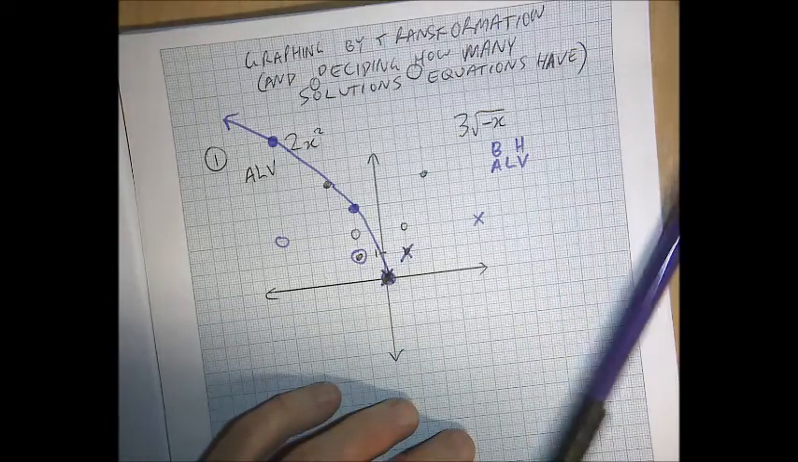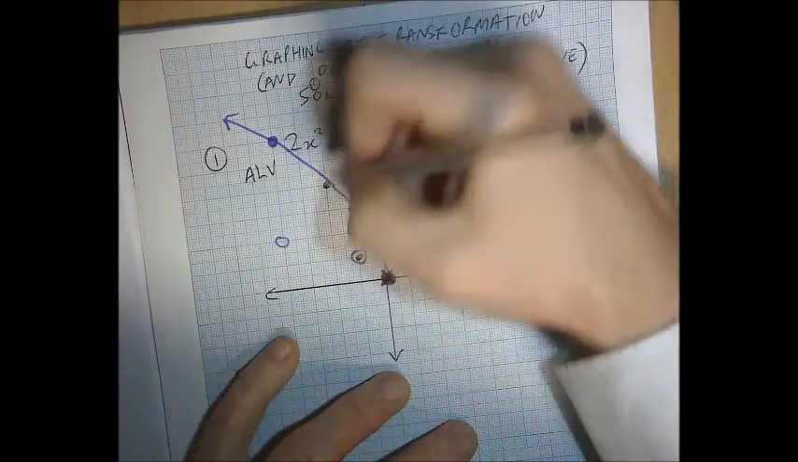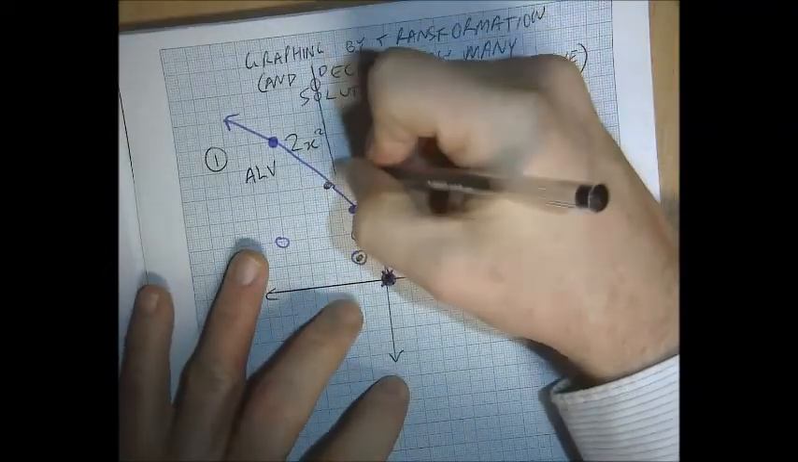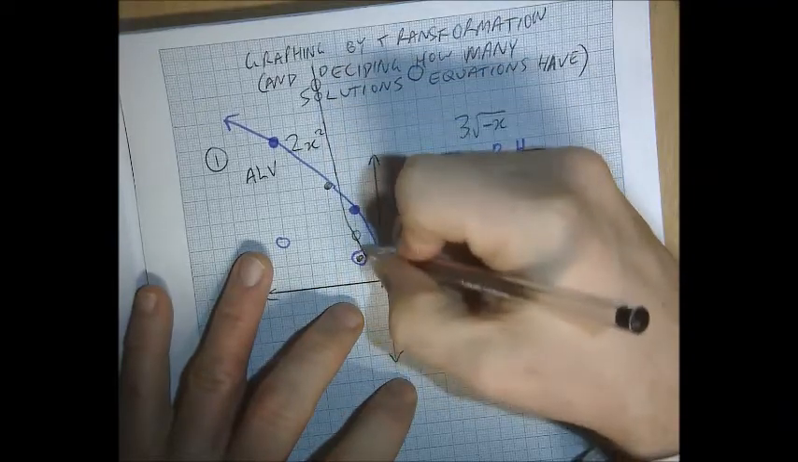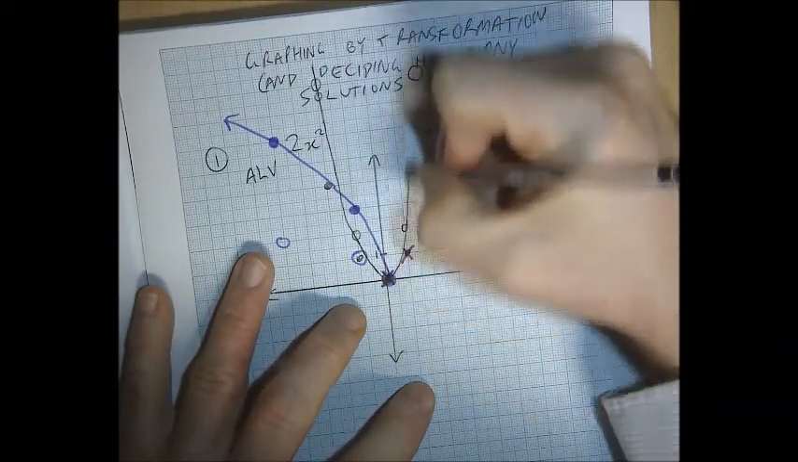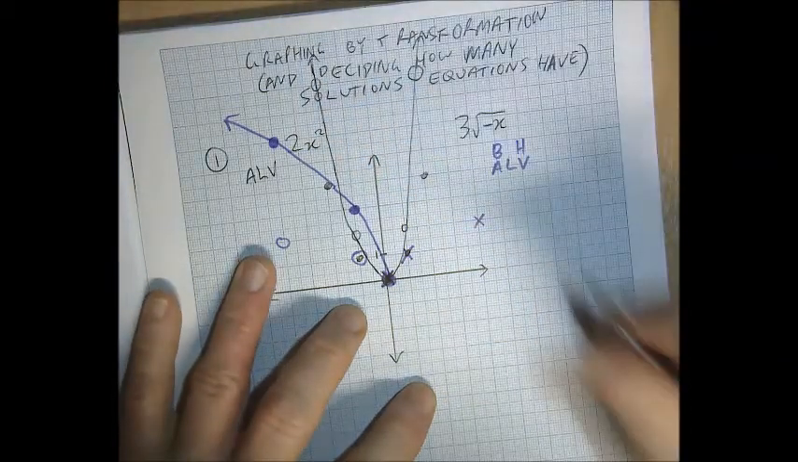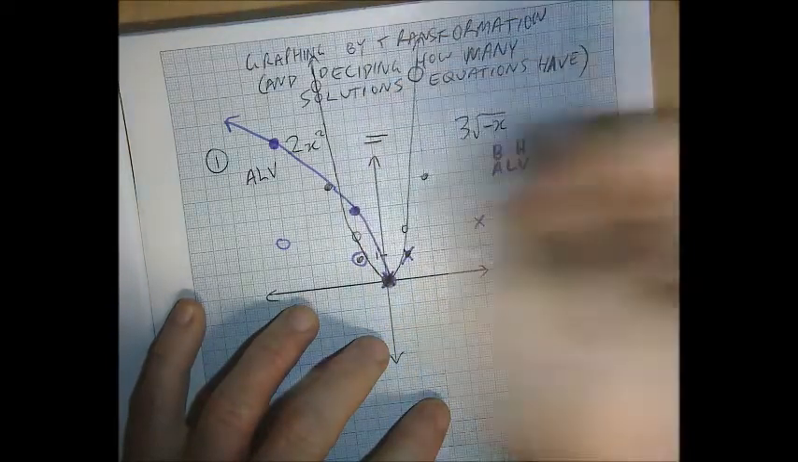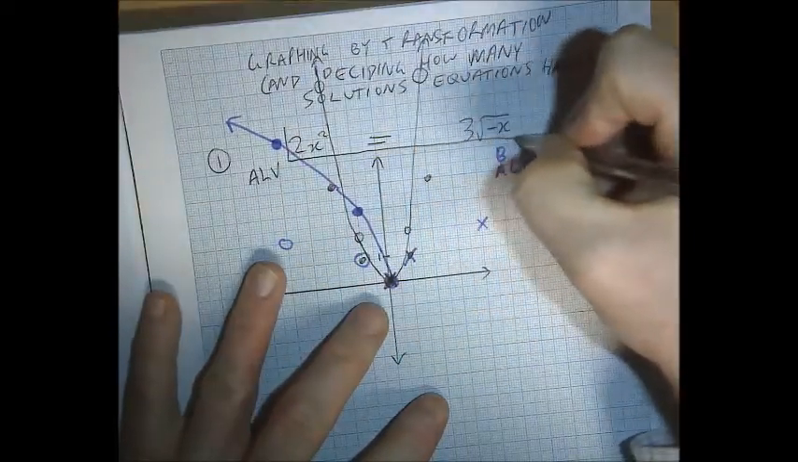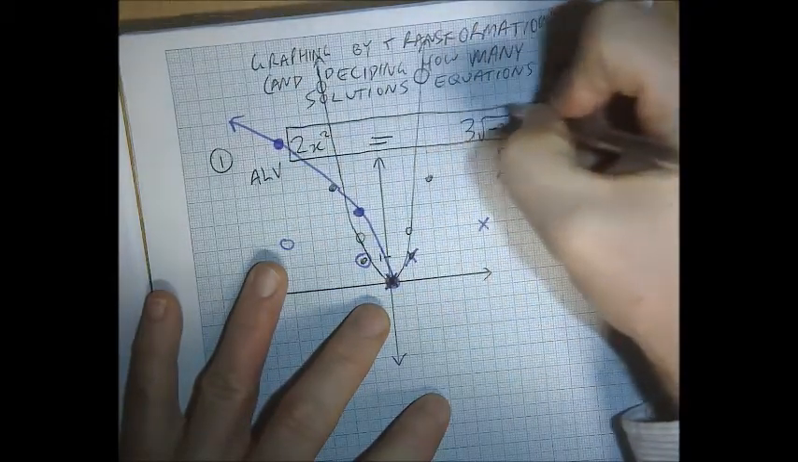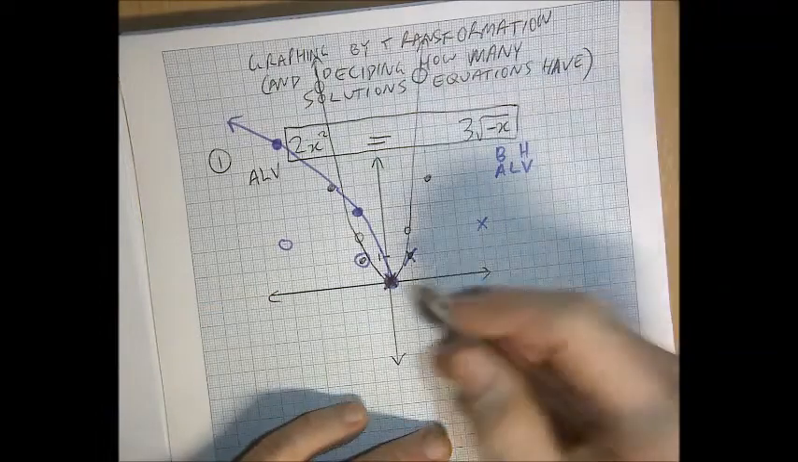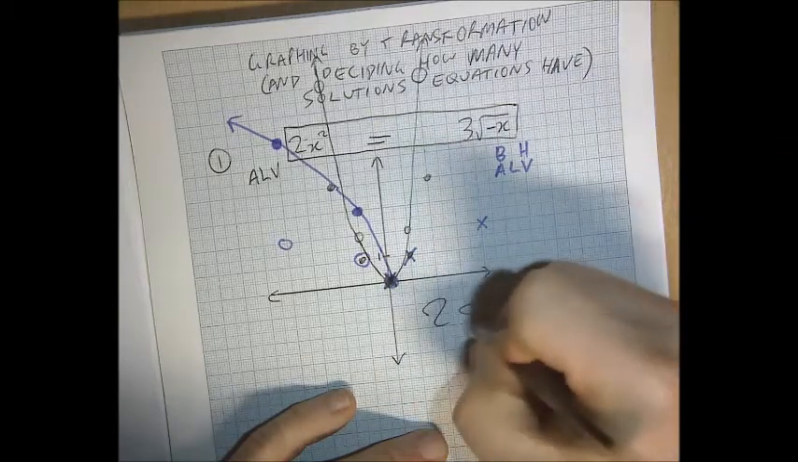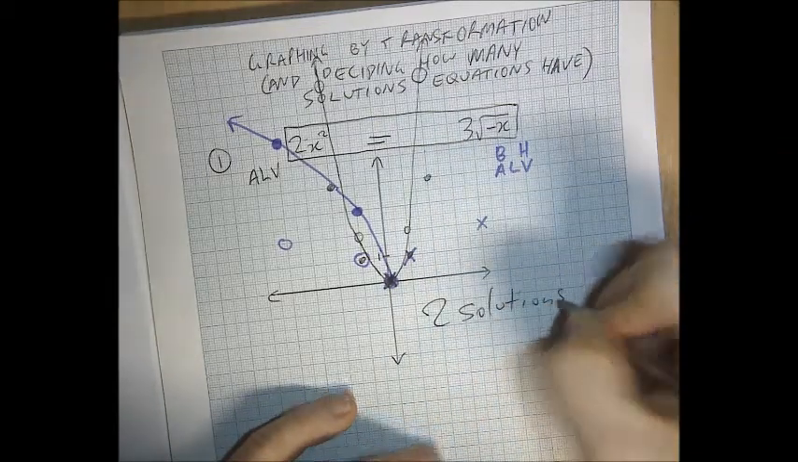My final answer for the black graph is this. This is me connecting the black circles. And now, follow-up question. You often get asked how many solutions there would be to an equation, and the way to answer that is to graph the two things and ask how many times they meet. So my black graph and my purple graph meet twice, so there are 2 solutions.